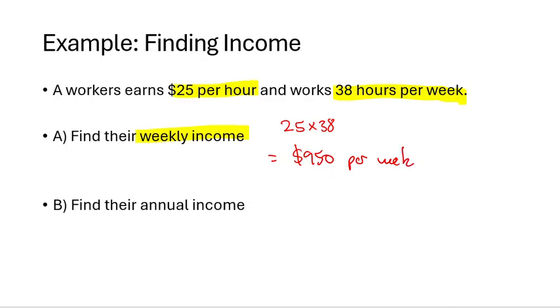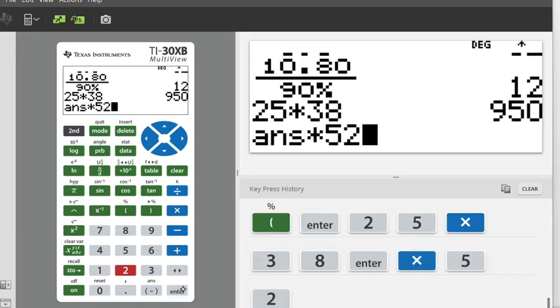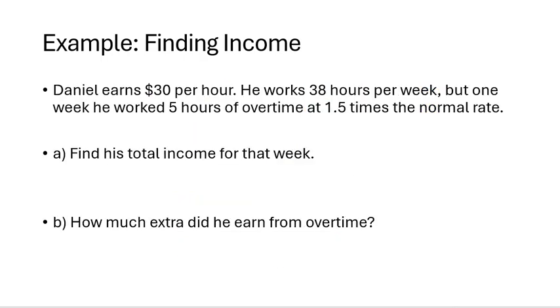And the question says find their annual income. Annual meaning year. So how many weeks are there in a year? There's 52. And I know what the weekly income is. So I could just go 950 times 52. Type that in my calculator, which equals 49,400. So in 1 year, this person earns $49,400.